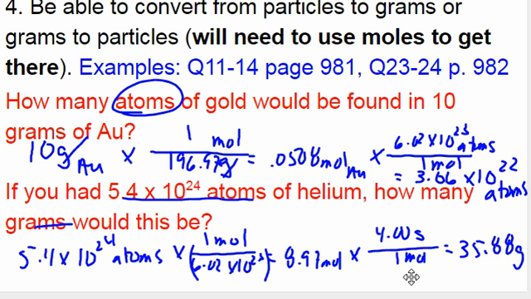So it's all about making units cancel. This was atoms down here, leaving me moles. Then my moles cancel, leaving me grams. So don't let a double conversion fool you or scare you off. Just follow the same process. Make your units cancel.